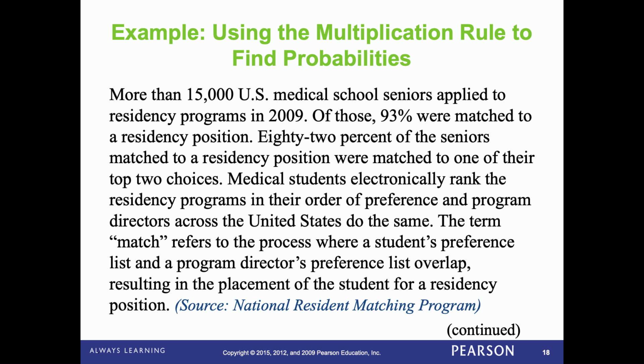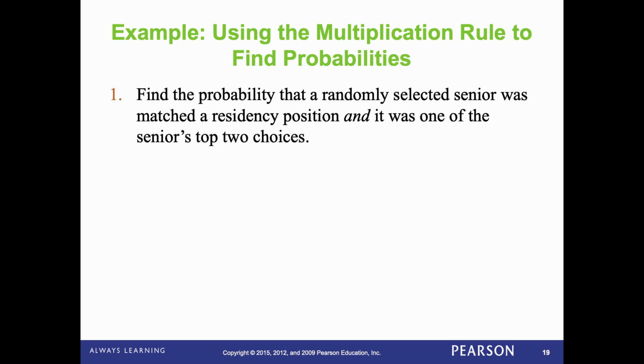82%, which is 0.82, got a job that they wanted. They were matched to one of their two top positions. So 0.93 got a job, and of those, 0.82 got a job that they wanted. All right, so with that information, with those numbers highlighted, let's answer the question.